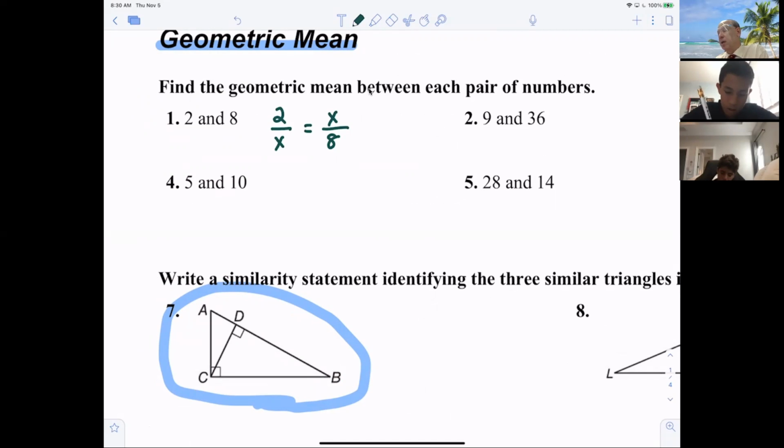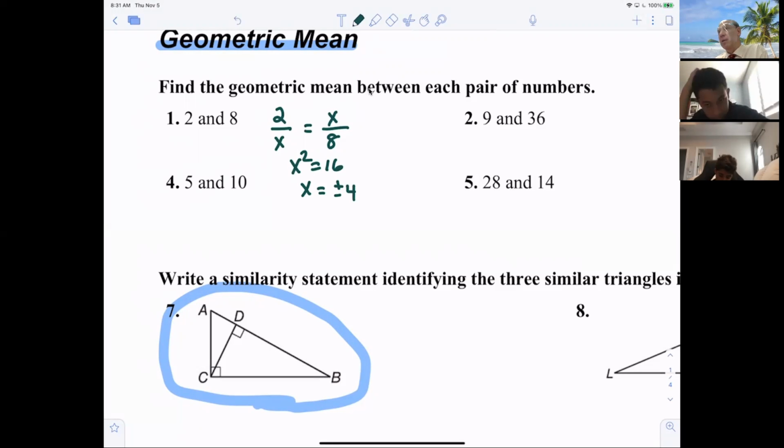Now, you can easily summarize this. When you cross multiply, you get what? X squared equals what? 16. Right. Now be careful. X could be what? Plus or minus. Yeah, thank you, for those of you who remember that. X could be plus or minus 4.